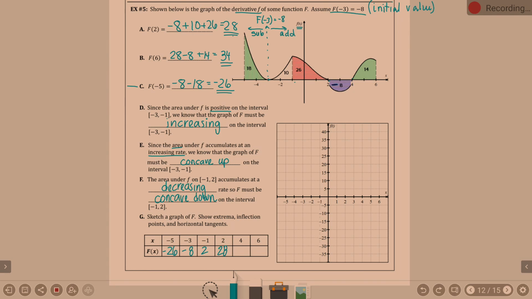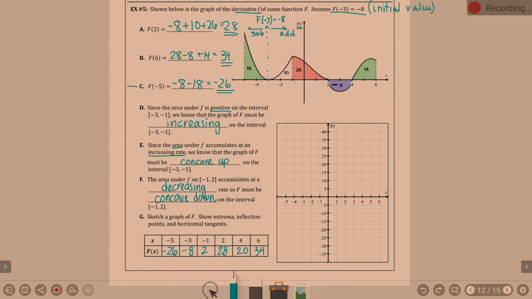I looked at F of 6 as 34 and subtracted 14. Or you can look at F of 2 as 28 and subtract 8. And F of 6 is 34. Or we could have just redone the whole thing, but heaven forbid it be easy.